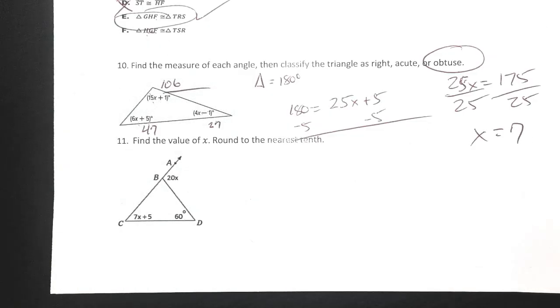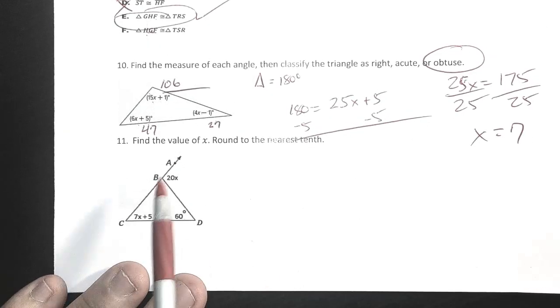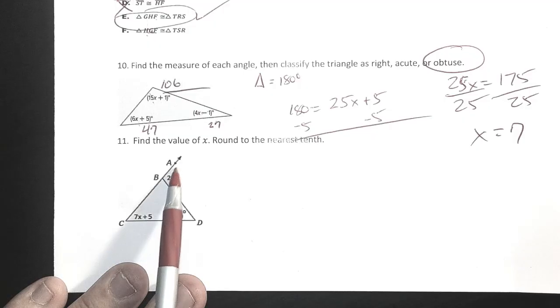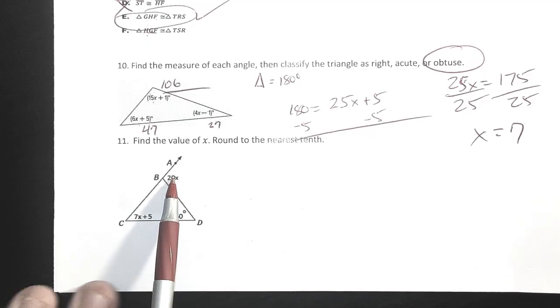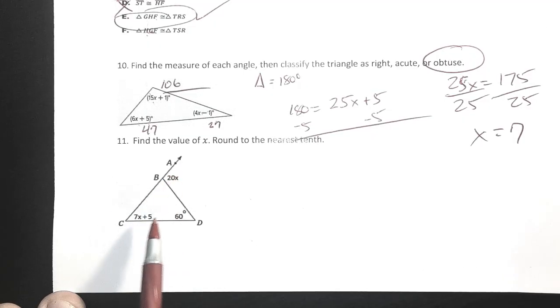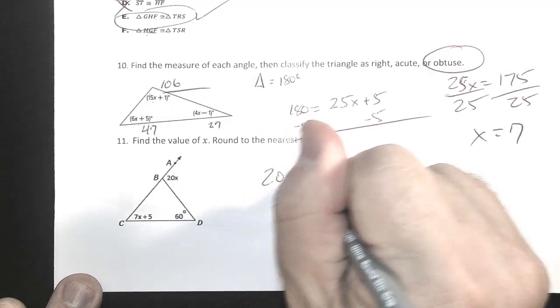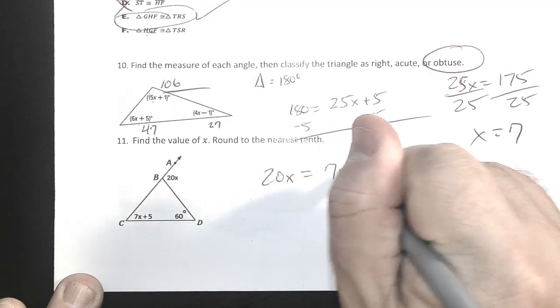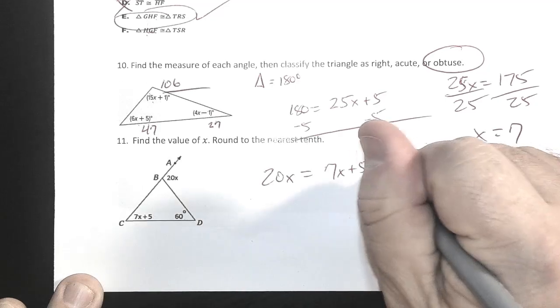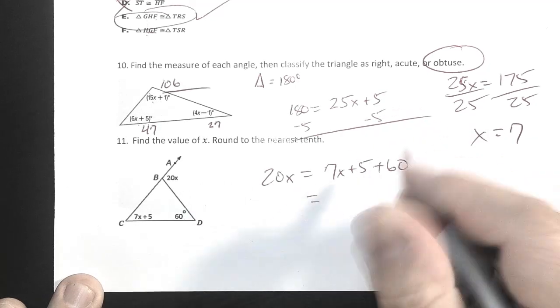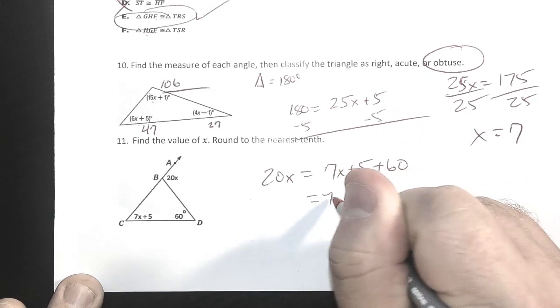Easy peasy. Number 11, bottom of the screen. So this 20x, this is your exterior angle. We learned earlier this year that the 2 remote angles, so not this guy, these 2 touch, but these 2 are remotes because they don't touch this guy. He equals these 2. So 20x is going to equal 7x plus 5 plus 60. That's the other angle. 60 plus 5 is 65. We're just combining and going here.